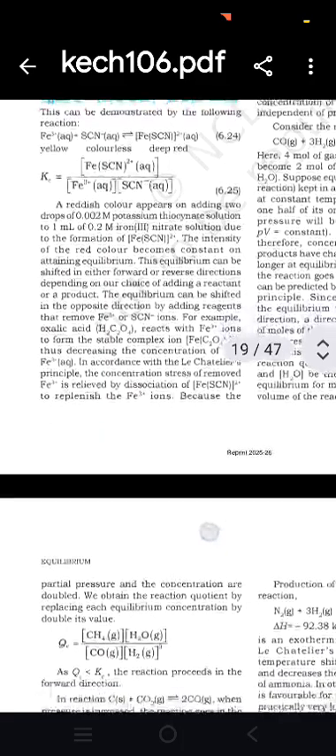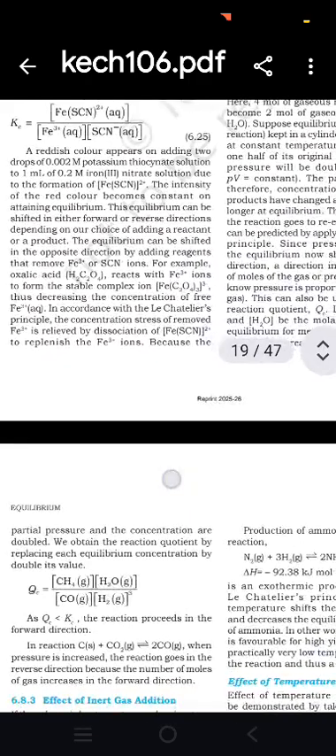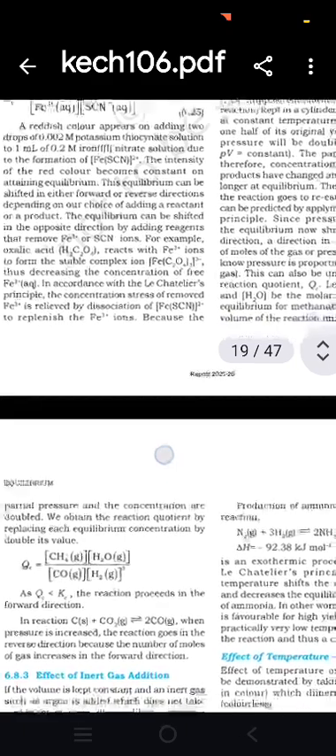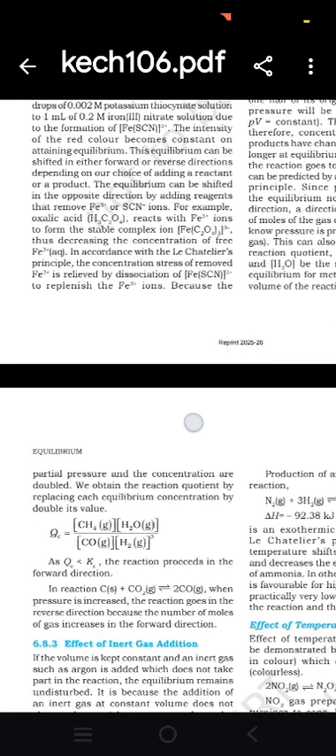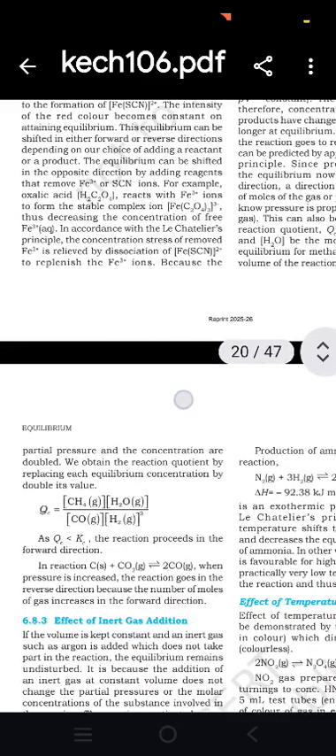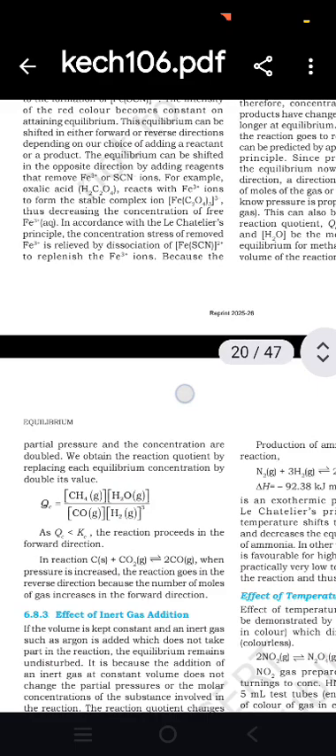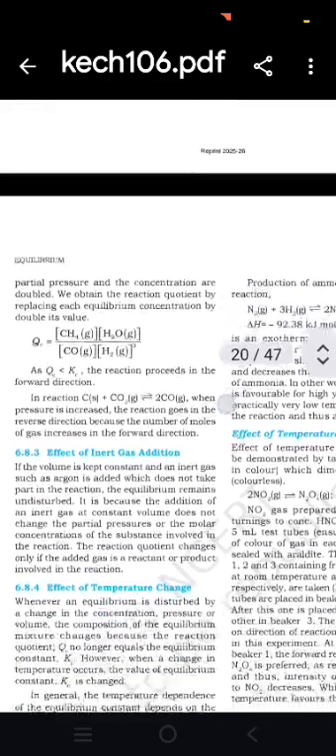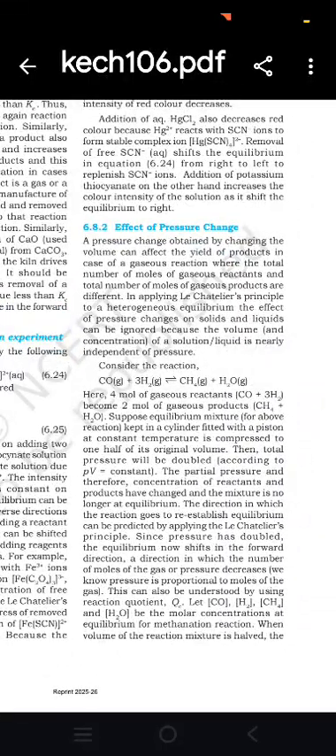The equilibrium can be shifted in the forward or reverse direction by adding reactant or product. The equilibrium can be shifted in the opposite direction by adding a reagent that removes Fe3+ ions. For example, oxalic acid, H2C2O4, reacts with iron(III) ions to form a stable complex ion, thus decreasing the Fe3+ concentration.